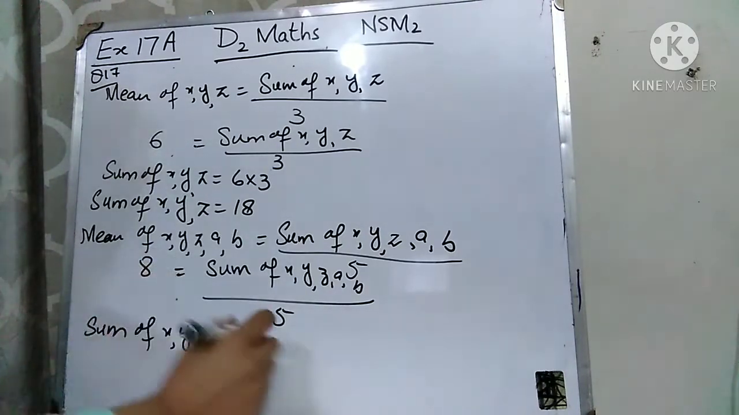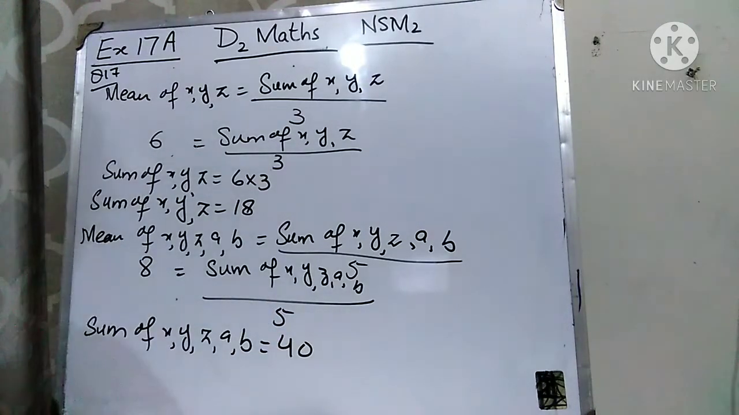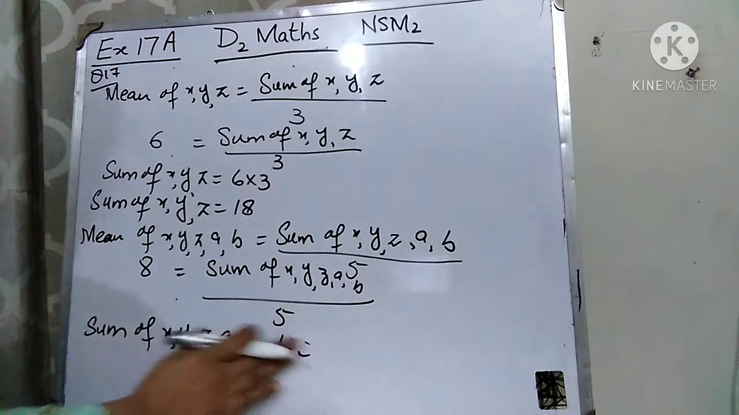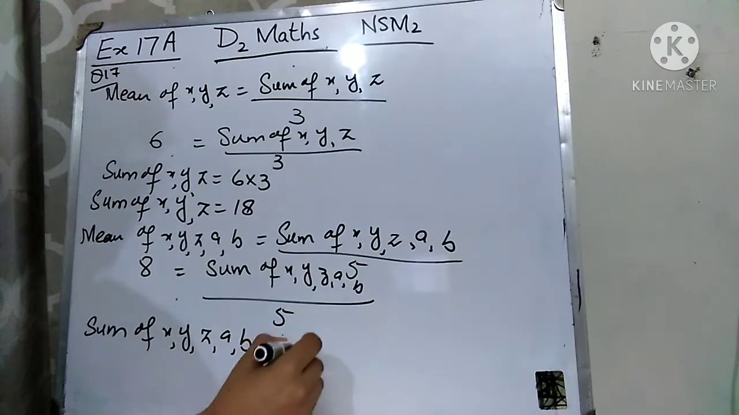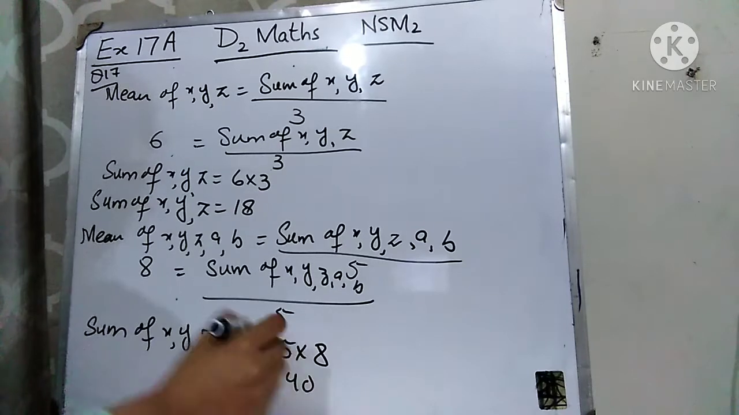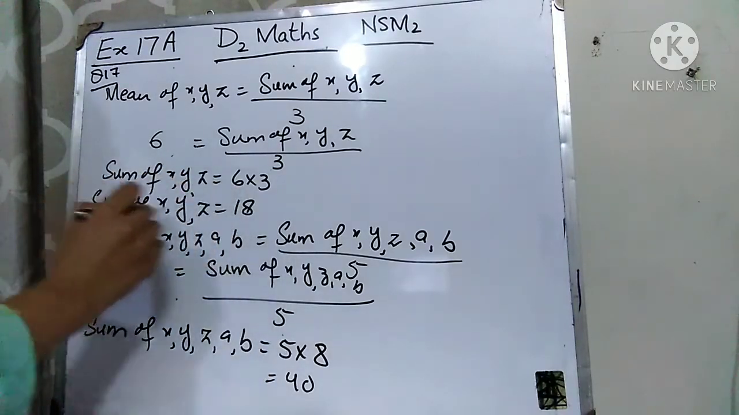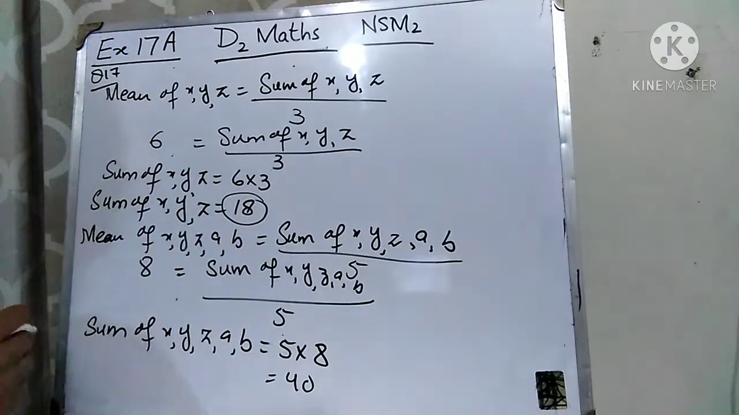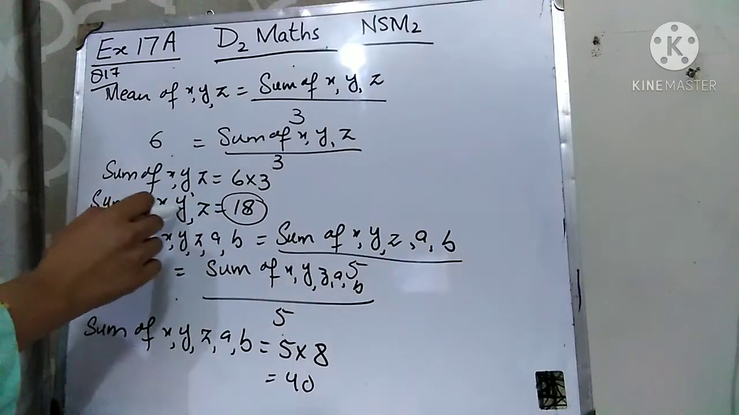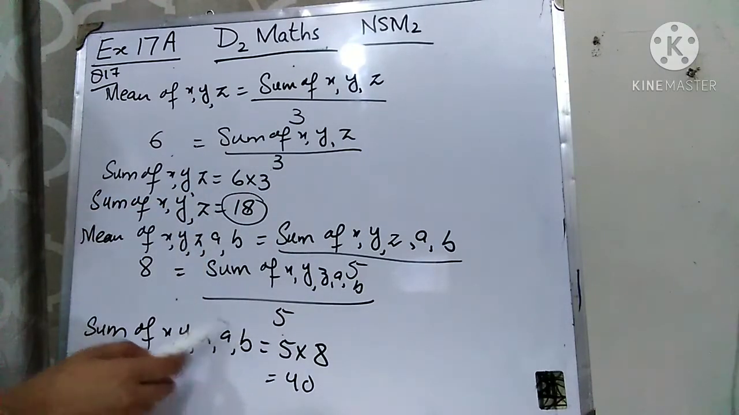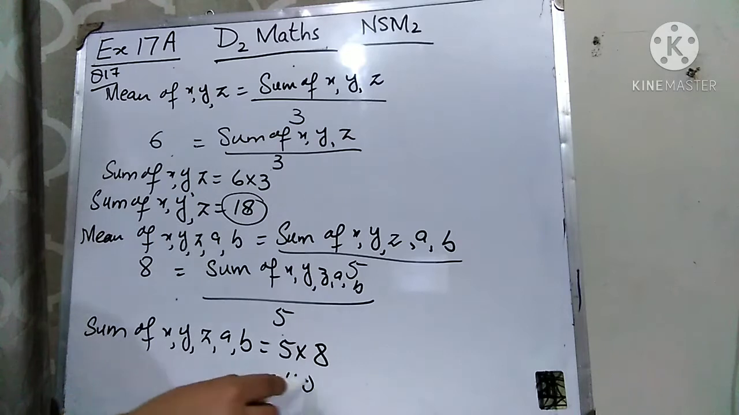5 8s are 40. This 5 is dividing over here, will come to this side, will multiply. You can write down like this: 5 multiplied by 8 is equal to 40. So the sum of x, y, z is 18, and the sum of these 5 numbers x, y, z, a, b is 40.